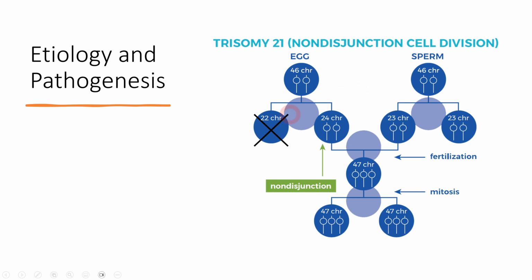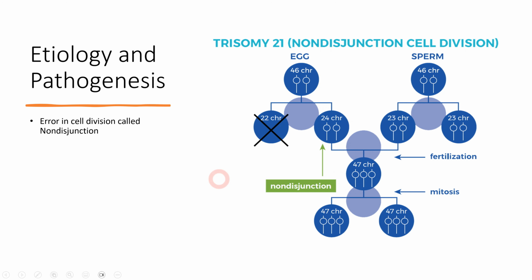But in cases of Down syndrome, what happens is that there is an extra chromosome in one of the cells, which leads to 24 chromosomes. So these 24 chromosomes, when they combine with the normal 23 chromosome cell, lead to an eventual 47 chromosomes, which basically causes Down syndrome. So this is the main pathogenesis which you should keep in mind, where there is non-disjunction of cell division, which leads to formation of a 24 chromosome cell, which combines with the 23 chromosome cell.